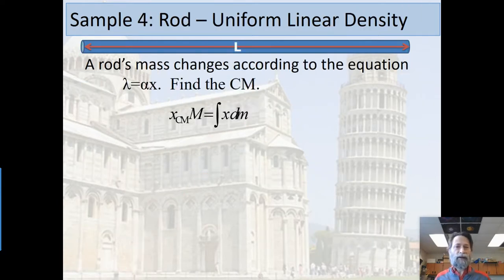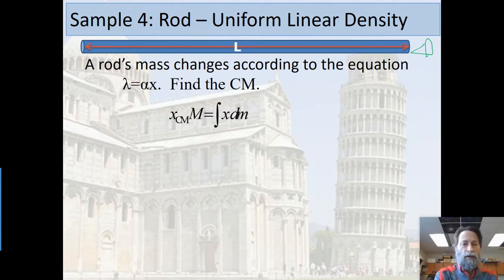Now, a rod's mass changes according to the following equation. So let's make this a little more complicated. Maybe this is something like a baseball bat, or maybe it's a cone where the cone gets bigger and bigger on one end, or has more mass on the other, only it doesn't look like a cone. It's just that it gets heavier the further along we get.